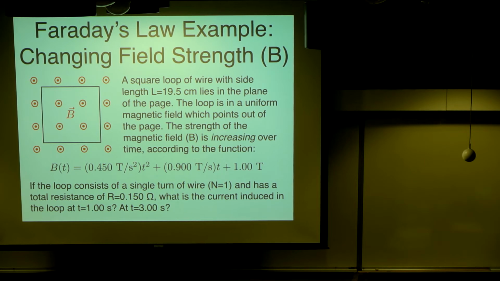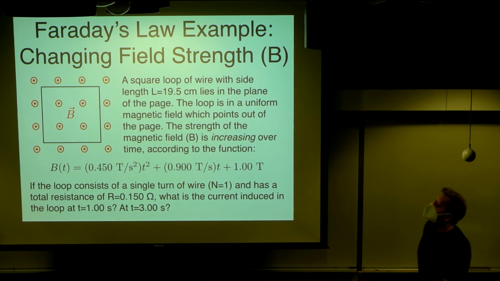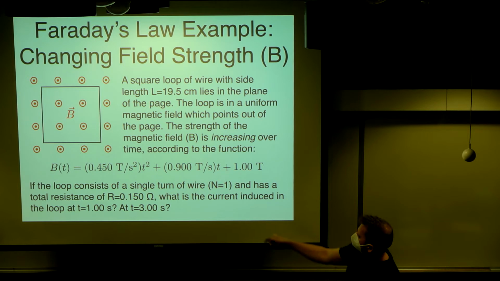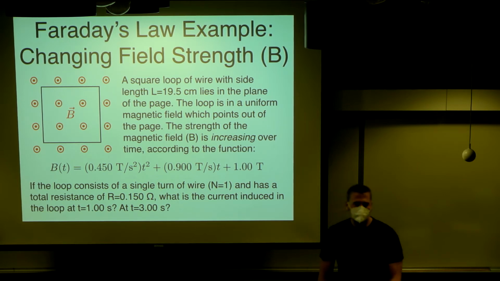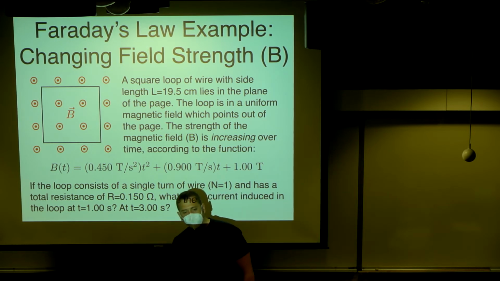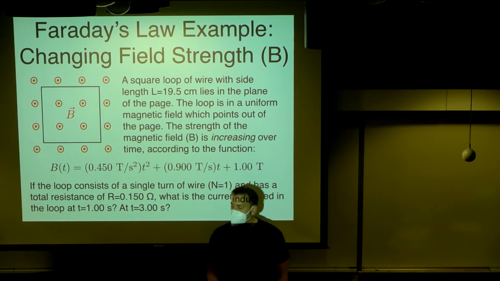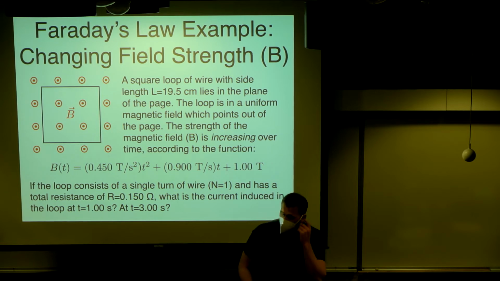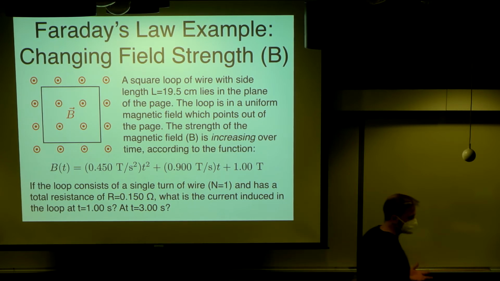Okay? So here's what we're going to do. Let's say this loop consists of just one single turn of wire. And the resistance in that single turn of wire is 0.15 ohms. So 2 questions. What is the current induced at t equals 1 second? And then what is the current induced at t equals 3 seconds? In other words, how many amps of current are going to be circulating in this loop at those 2 different times?